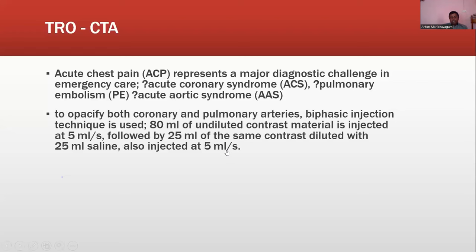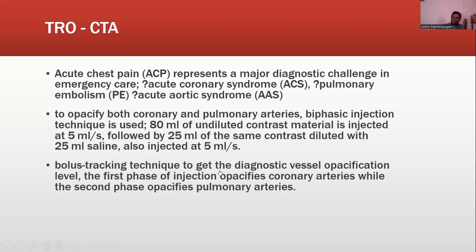To opacify both coronary and pulmonary arteries, we use a biphasic injection technique. We give contrast in two phases: 80 milliliters of undiluted contrast injected at 5 milliliters per second, followed by 25 milliliters of the same contrast diluted with 25 milliliters of normal saline at 5 milliliters per second.